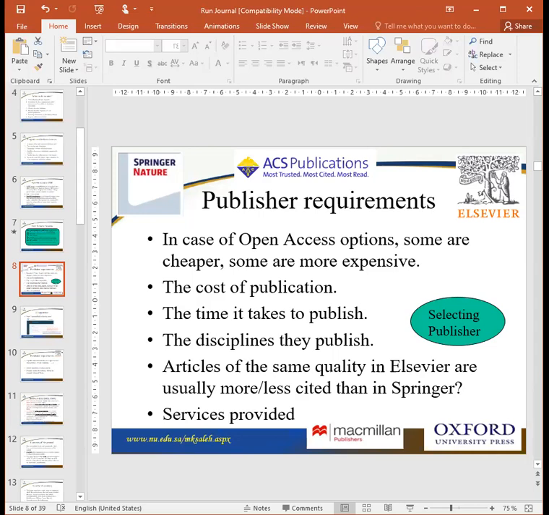Think about the cost of the publication, the time it takes to publish, and the disciplines they publish. During your survey in finding the publisher, maybe you noted that articles of the same quality in Elsevier are usually more or less cited than in Springer. Based on the technical issues you determine, you will need to know the services provided by the publisher.